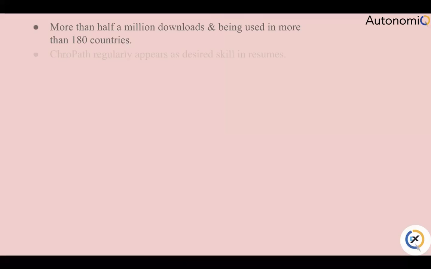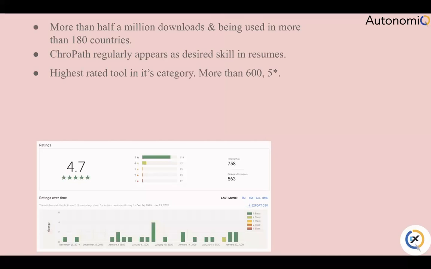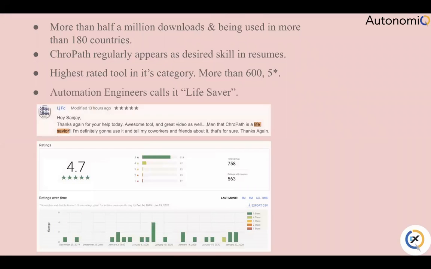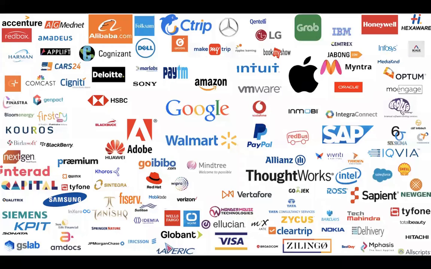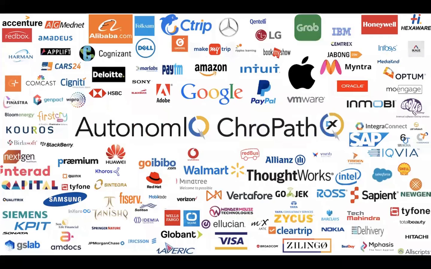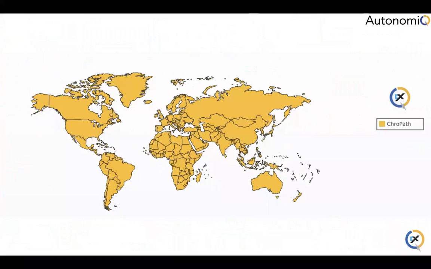And here are some of the achievements of CROPAth. It has more than 500,000 downloads till date, and is being used in more than 180 countries. Regularly appears as a desired skill in resumes. Highest rated tool in its category. And engineers call it a lifesaver. You might have ever heard any software being called a lifesaver. And these are some of the logos of companies whose engineers are already using it. There are a lot more. Almost every company uses it now. And this looks like the map for CROPAth.